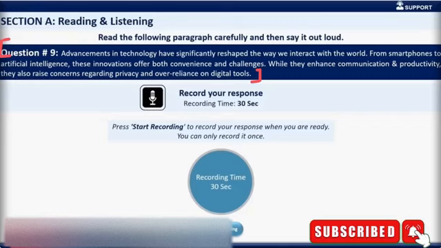within your stipulated time. Okay, this paragraph is: advancement in technology have significantly reshaped the way we interact with the world. From smartphones to artificial intelligence, these innovations offer both convenience and challenges. While they enhance communication and productivity, they also raise concerns regarding privacy and over-reliance on digital tools.